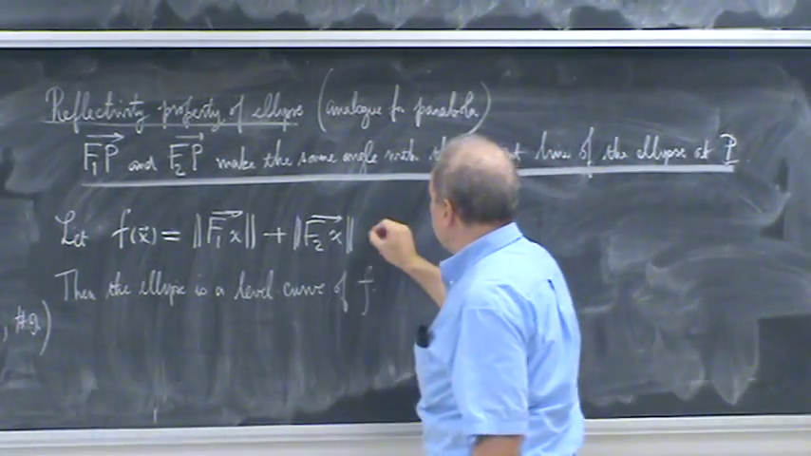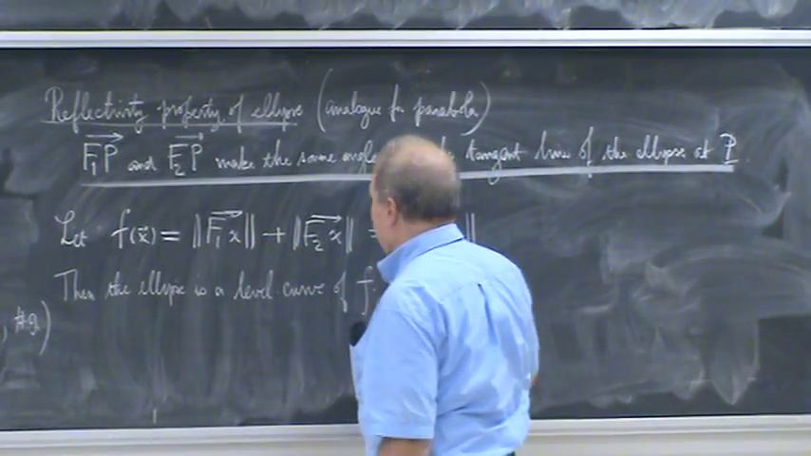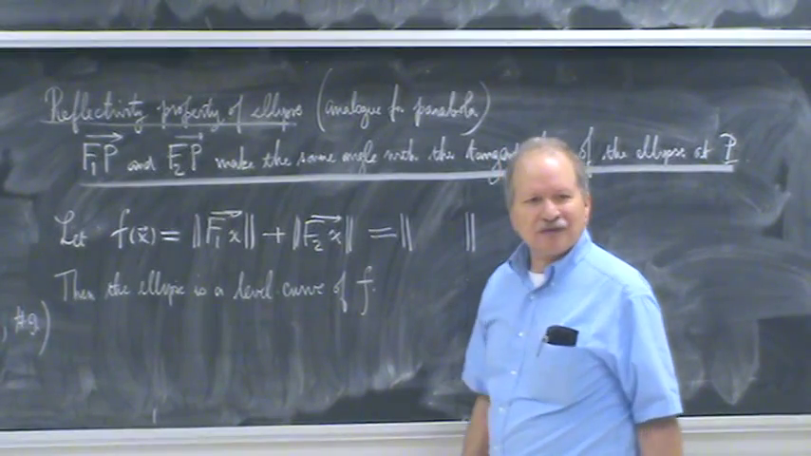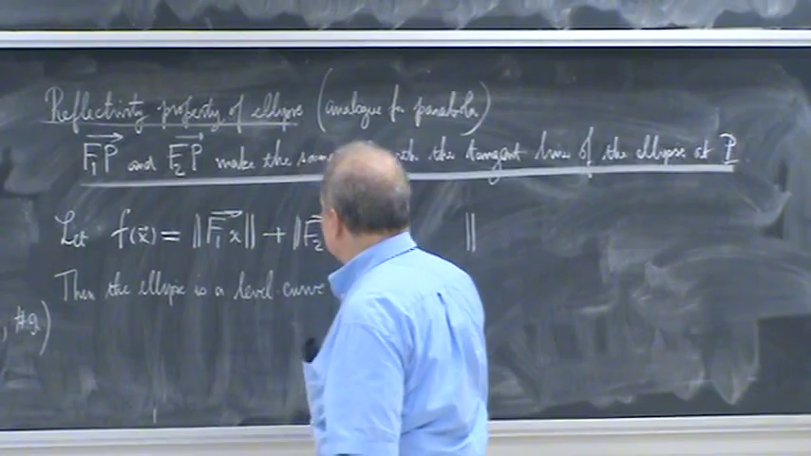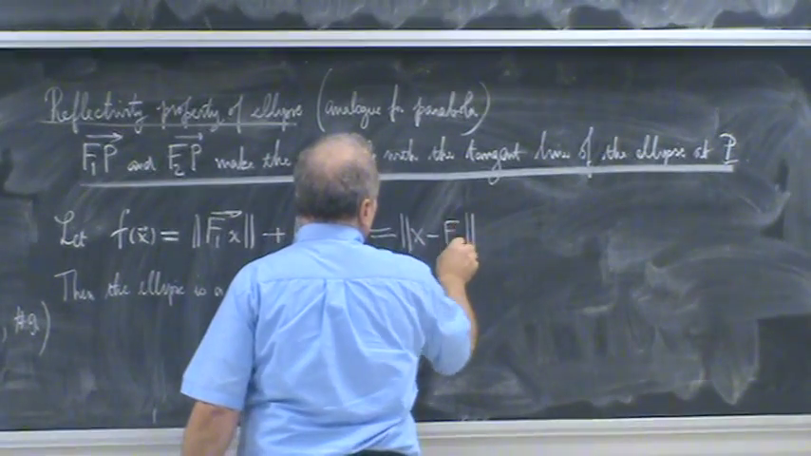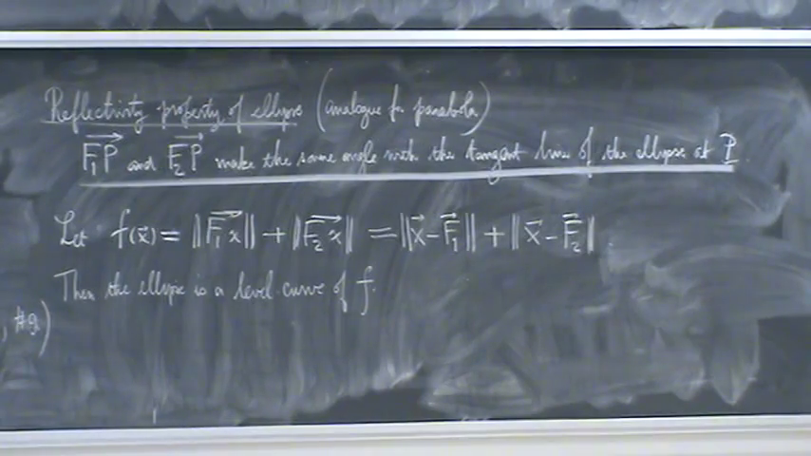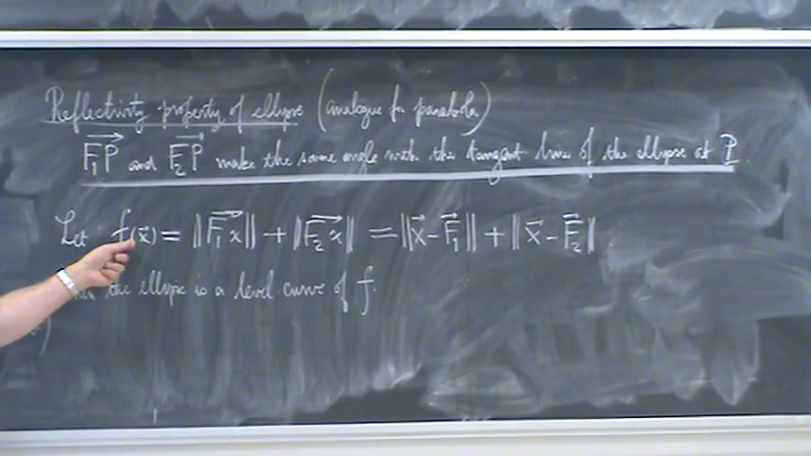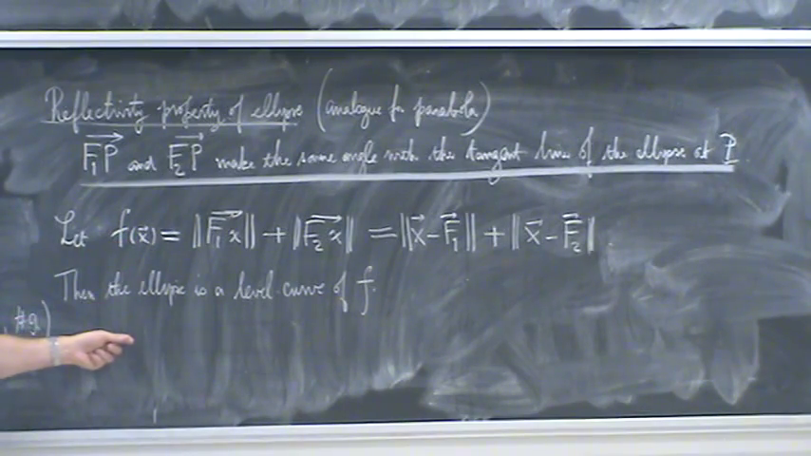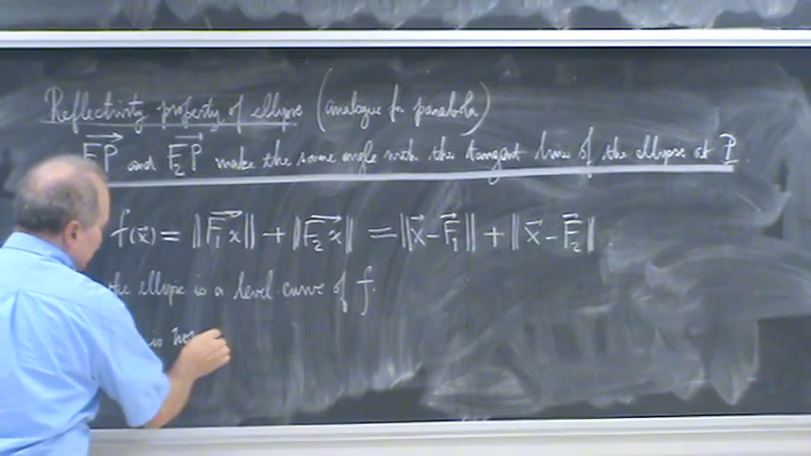Now, how can I write the vector from one point to another? Subtraction. That will be helpful. So the vector from f1 to x is the same as x minus f1. You go to x, and then you subtract the vector to f1. So the ellipse is a level curve, therefore the gradient of this function is, by what we did Friday, perpendicular to the tangent line, right? So the gradient of f at x is normal to the ellipse.